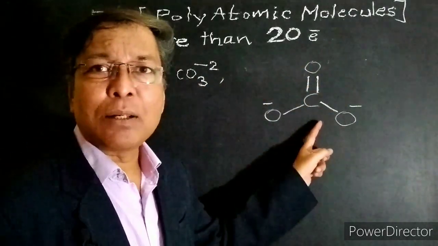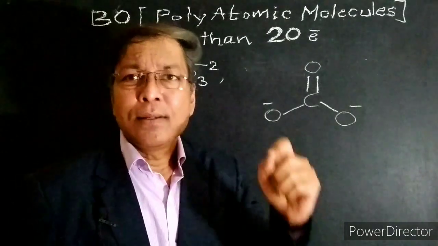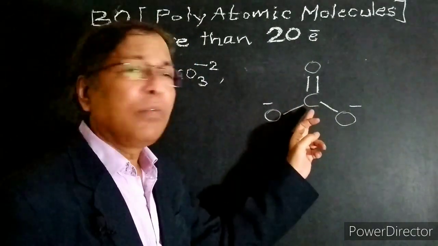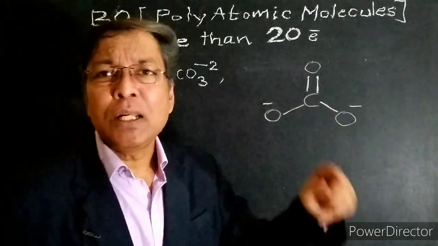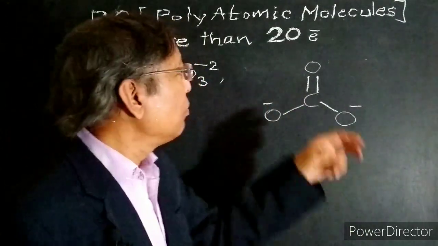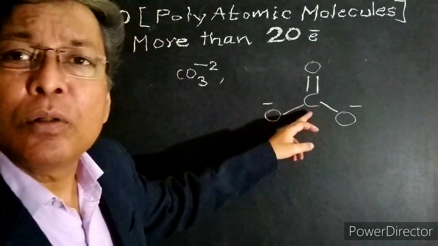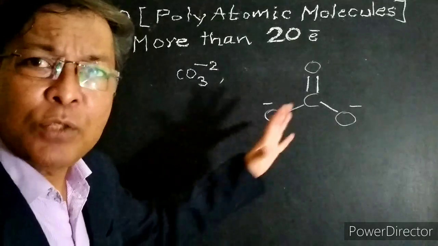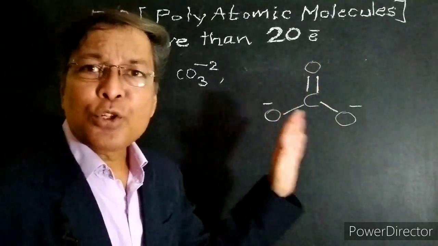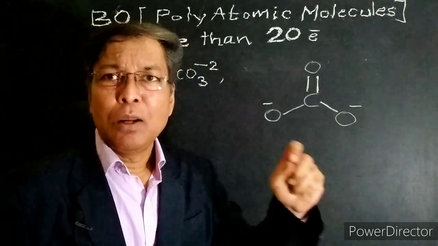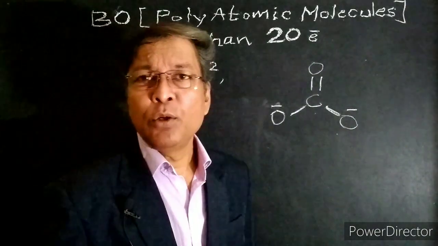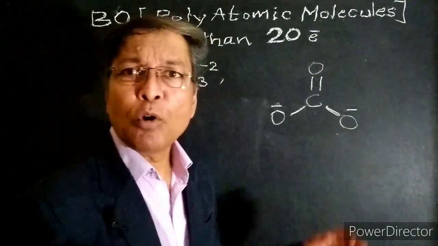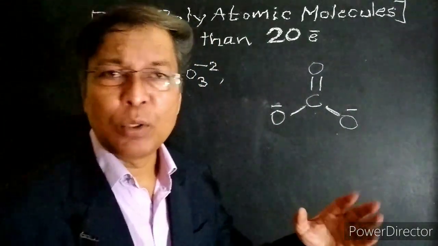around the central atom. Then oxygen carrying the negative charge must be bonded with a single bond, and oxygen without charge must be bonded with a double bond to the central atom. In this way, we can draw the structure of the polyatomic molecules. Now I will give you a super trick to find the bond order of polyatomic molecules.